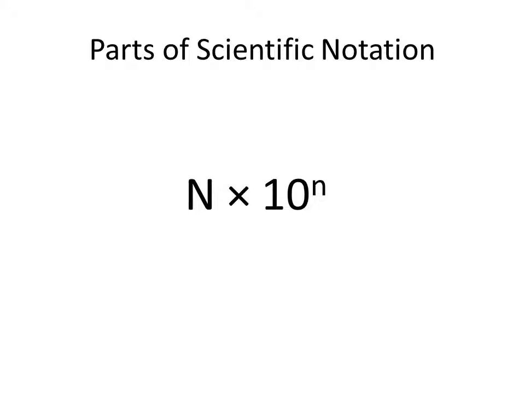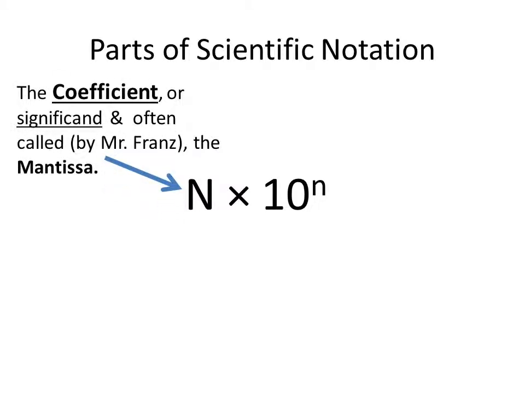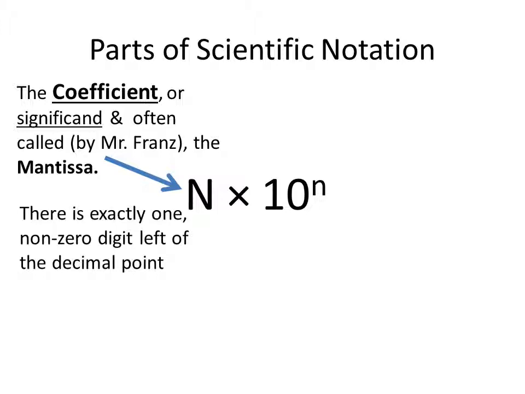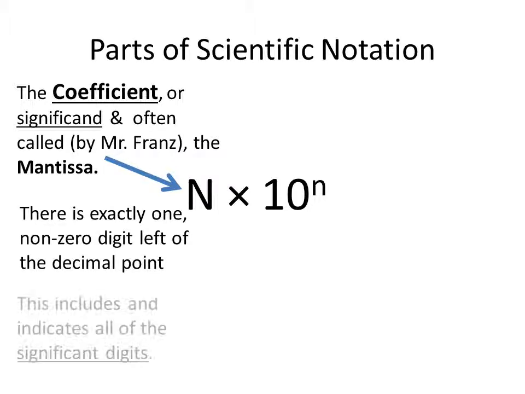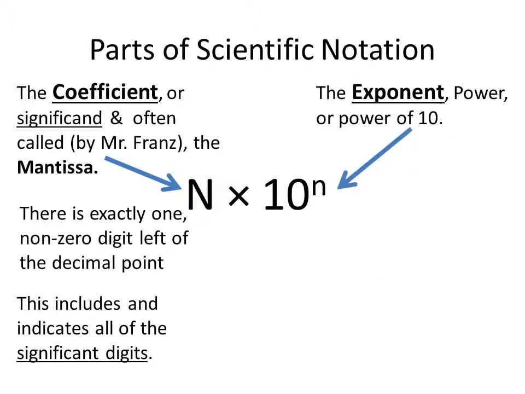So with scientific notation we have two parts. The first part is called the coefficient or the significand, and that's the part that stores the numeric value. It's often called the mantissa as well. There's exactly one non-zero digit to the left of the decimal point in this part of the scientific notation, and all of the significant digits also appear here. So if the number has one significant digit, there's one number. And if there's two or more significant digits, there's one number, a decimal point, and the other significant figures follow the decimal point.